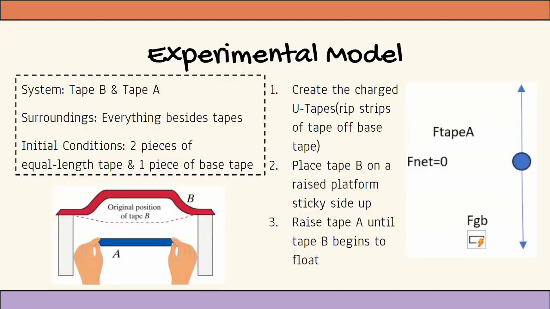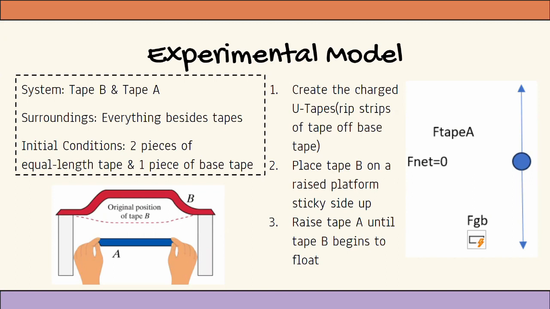Our experimental model is this. The system consisted of tape B and tape A. The surroundings are everything besides the tape, and the initial conditions are the two pieces of equal length tape and one piece of base tape. Our procedure was to create the charged U-tapes by ripping the strips of tape off the base tape, place tape B on a raised platform sticky side up, raise tape A until tape B begins to float.